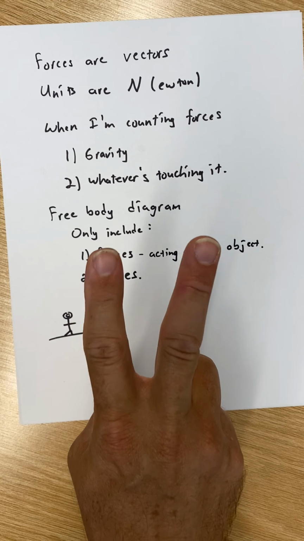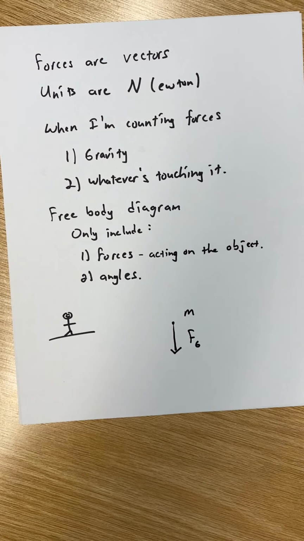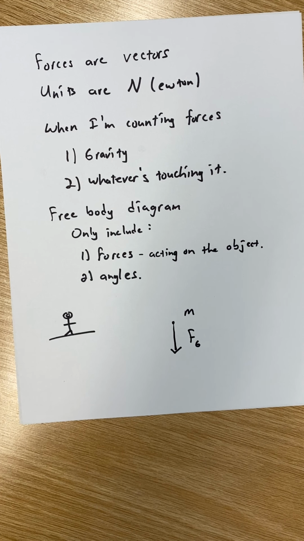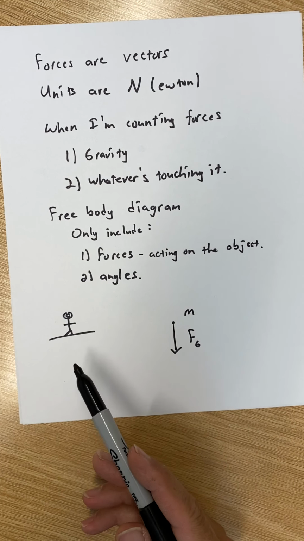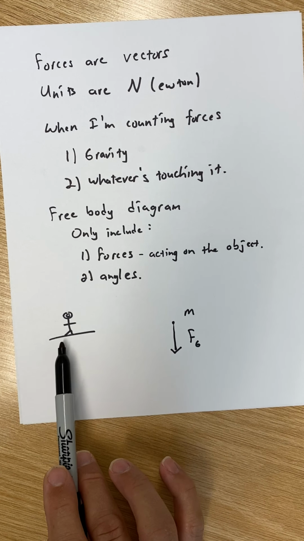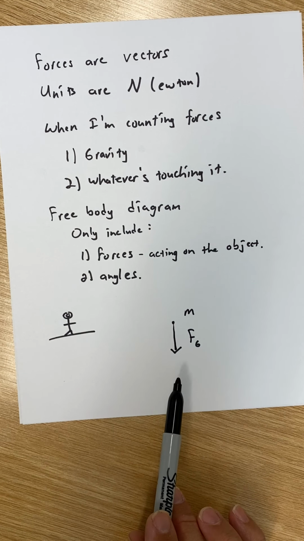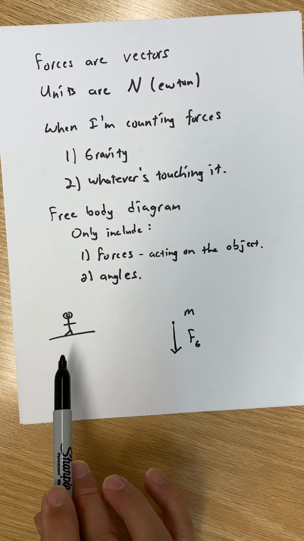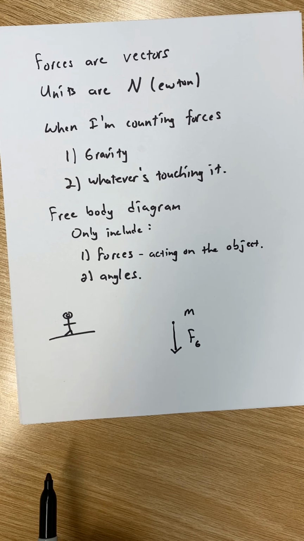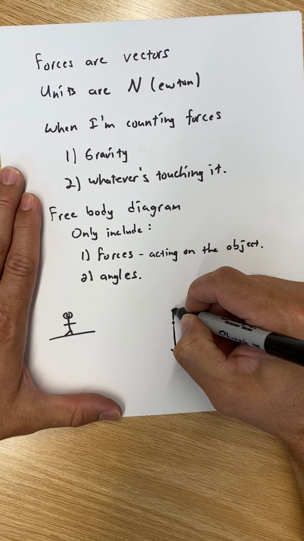Now, whatever's touching it, well, what is touching this person? Well, most of you would say, well, the air is touching him, and that's true. We're going to ignore air resistance for the bulk of this course, and even if we don't, he's not moving, right? He's just standing there. So air resistance, I don't think is going to come into it. But he is touching the ground or the floor or whatever. So there's going to be a force exerted on this person from the floor or the ground or whatever he is standing on. How do I represent that? Well, for reasons that I'll tell you about in just a second, I'm going to draw an arrow upwards.